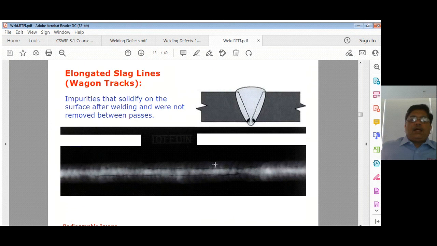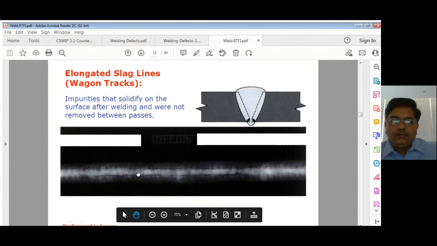Then it will come to slag lines, which we also call wagon track. Wagon track, because usually in SAW welding, it will come as a track. So you can see a full line, and it will be near the root side, so it will come in the middle. If it is side wall, it will go towards this side.